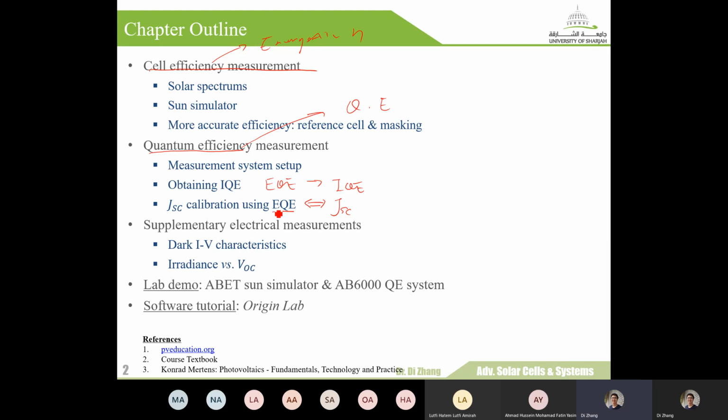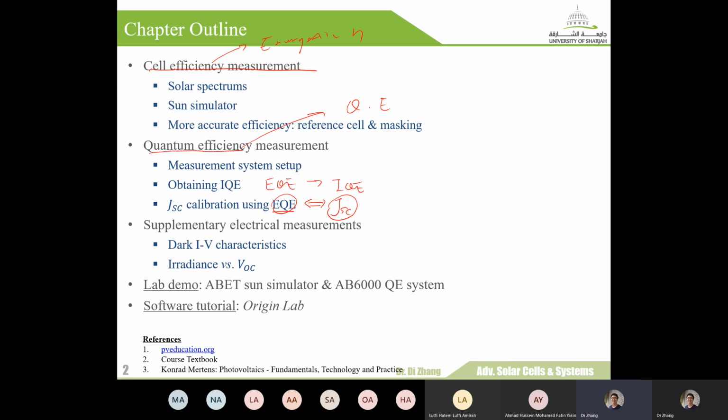And if you have the EQE, it's actually very easy for you to predict what's going to happen for this solar cell under the sunlight, under the AM 1.5 G spectrum. So it's a very useful thing to learn, a very useful thing to know. Okay, so that is what we have in mind for the quantum efficiency part.